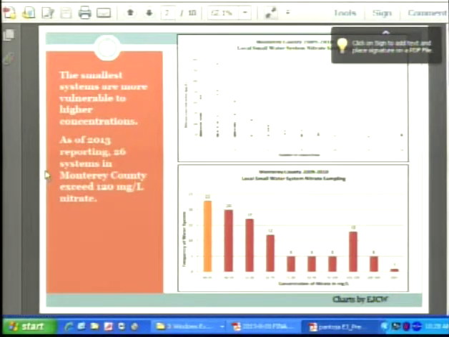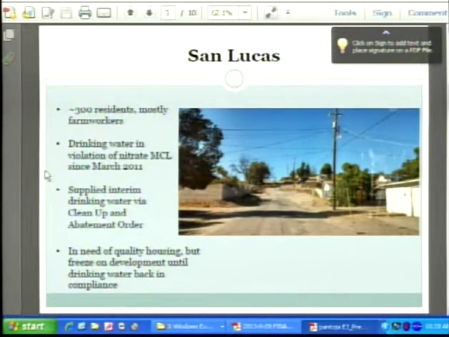Okay, as this slide illustrates the point that I'm talking about in terms of scale, at least in the Salinas Valley, the smaller you go, the more likely you are to see an impact of nitrate. So the trend goes, the scale goes up as you consider fewer and fewer connections. And so, the communities where we work, I jumped the gun and talked about San Gerardo, but I'll start with San Lucas. We've been working in this community maybe since October. It has about 300 residents, and they're mostly farm workers. And their drinking water has been contaminated since March 2011.